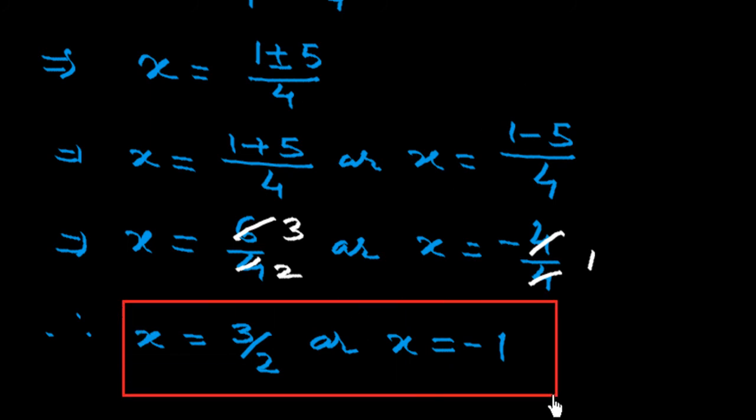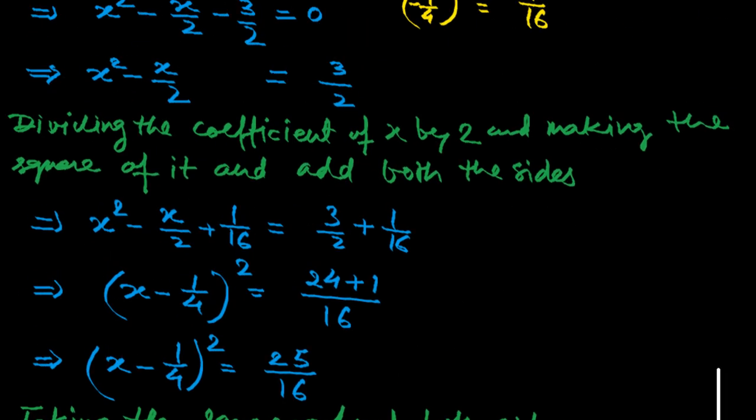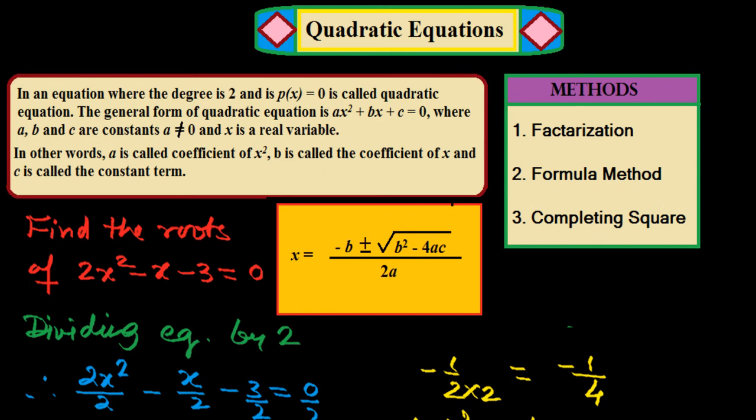So this is our answer. These are the roots of this quadratic equation through the completing square method: x is equal to 3 over 2 or x is equal to minus 1. So in this session we have studied the quadratic equation. We have understood what a quadratic equation basically is, and we have seen the methods to solve it and find its roots. In the next session we will study the nature of roots and their sum and product. Thank you.